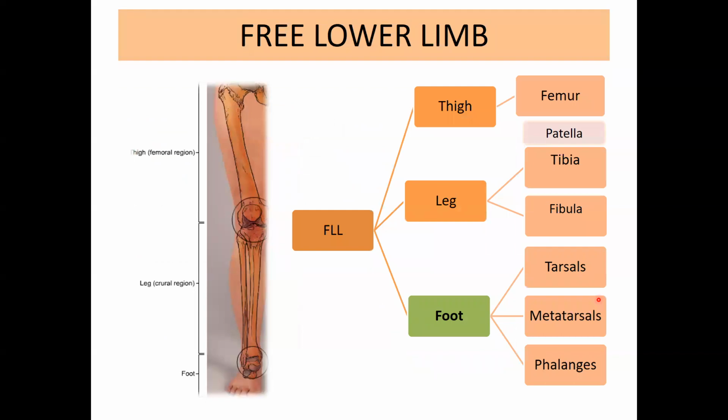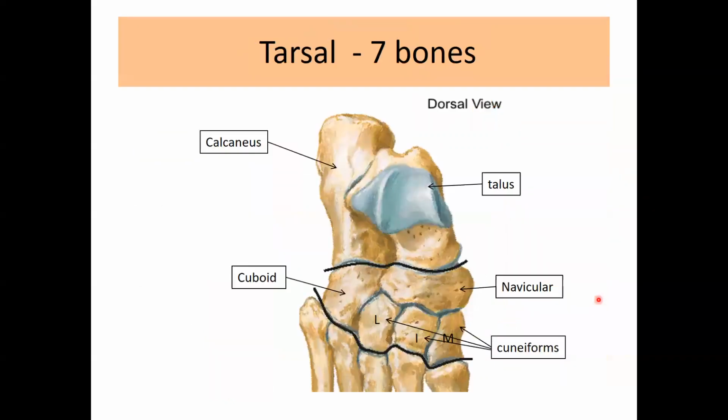All right, that's all about the tibia and fibula. Now we go to the last part of the free lower limb, which is the foot. Let's go to the tarsal first. Tarsal is made of 7 bones.